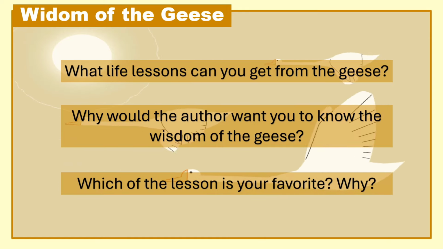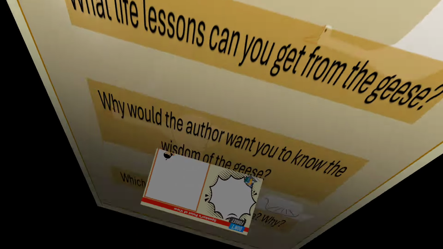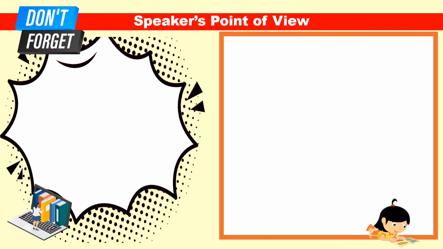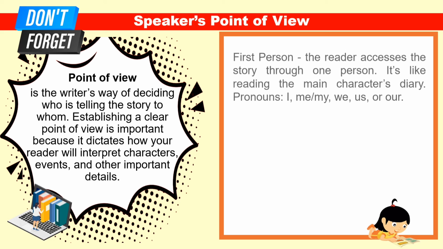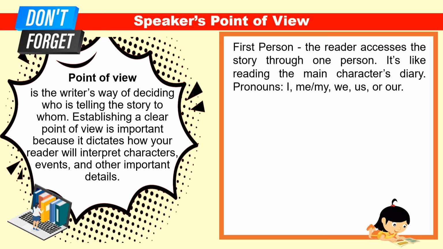Which of the lessons is your favorite? Why? At this juncture, we are going to focus on the speaker's point of view. Point of view is the writer's way of deciding who is telling the story to whom. Establishing a clear point of view is important because it dictates how your reader will interpret characters, events, and other important details.